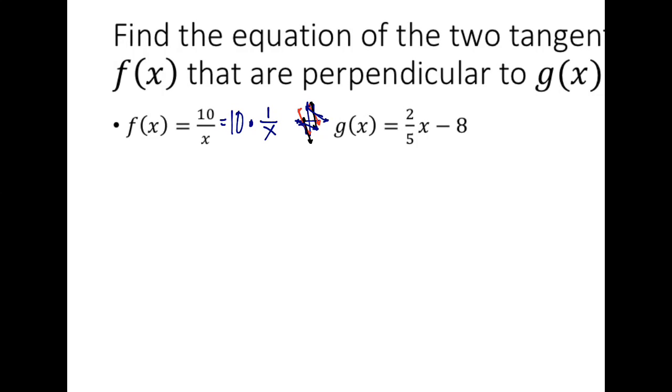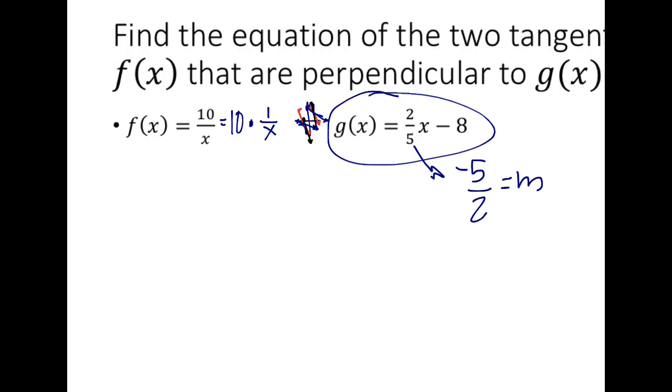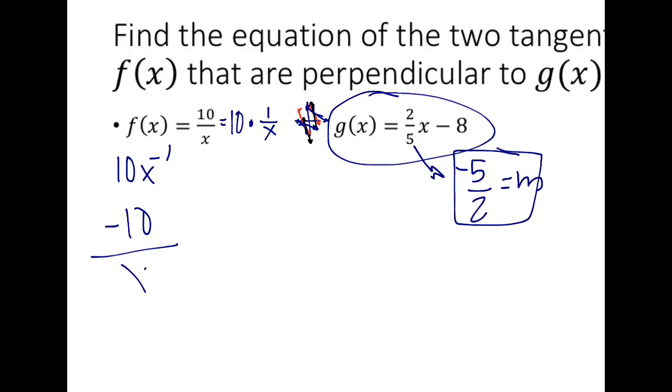So, how do we do this? Well, we want to be perpendicular to this function g. You have to remember that a perpendicular line will have the opposite reciprocal slope. So flip the fraction, change the sign. So the slope that I'm looking for is going to be negative 5 halves. If I take the derivative of 10 over x, first write it as 10 times x to the negative first. If I take the derivative of that, I'm going to get negative 10 over x squared. Check yourself that you get that as well, and that needs to equal negative 5 over 2.